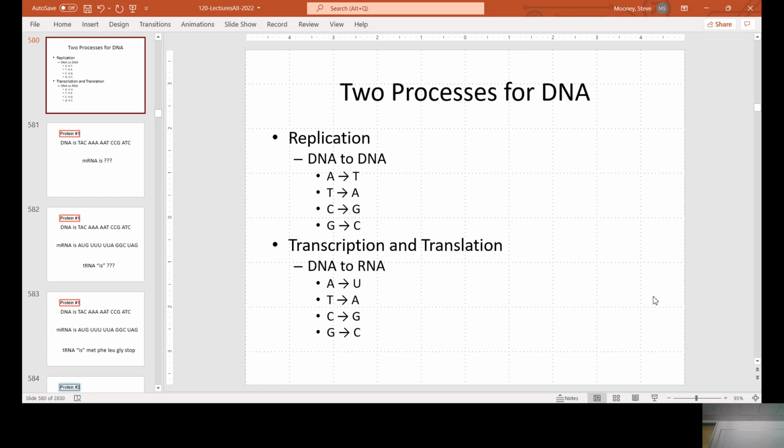Conservation of pairings, making sure that that rung is the same distance across the 3 rings. And then you've got the 2 paired with 2 and 3 paired with 3. So that's going to make all these pairings happen over and over and over again.